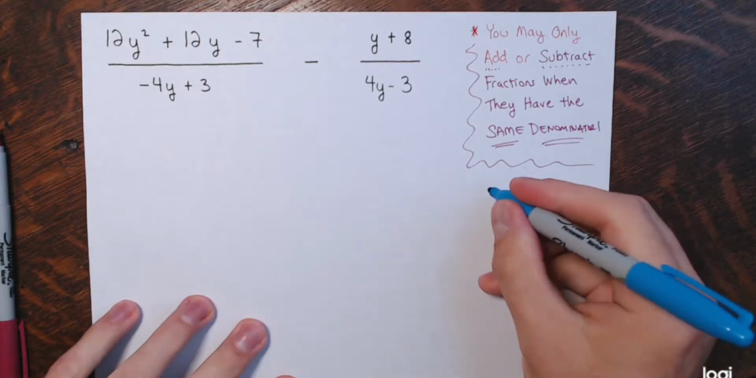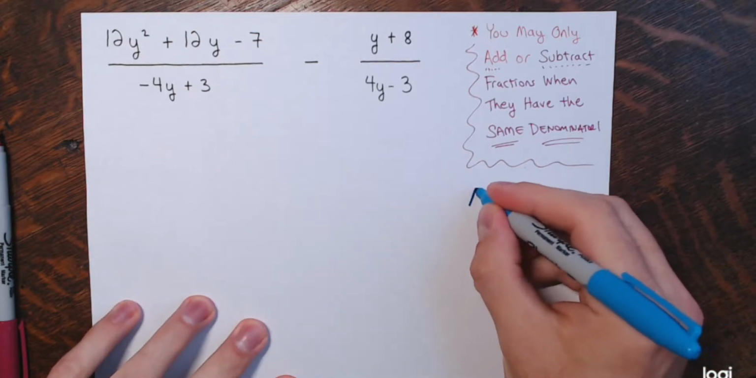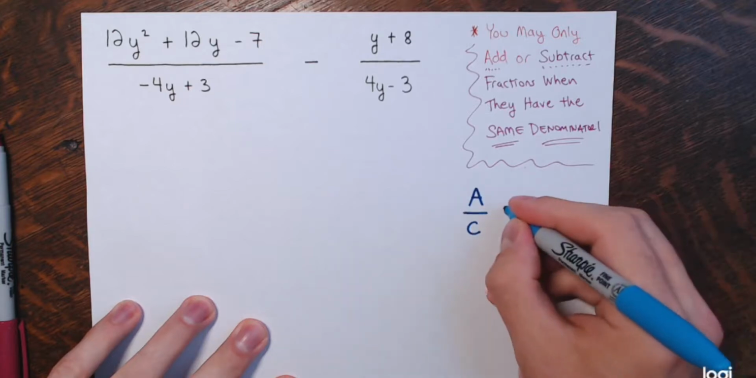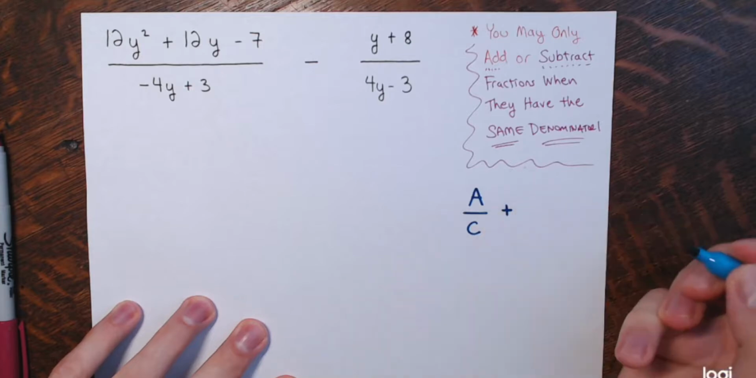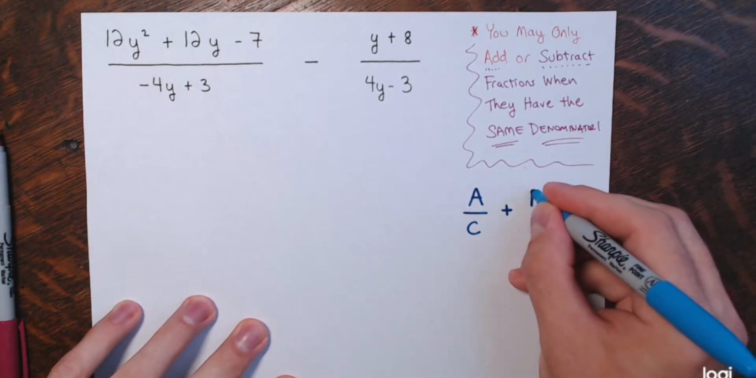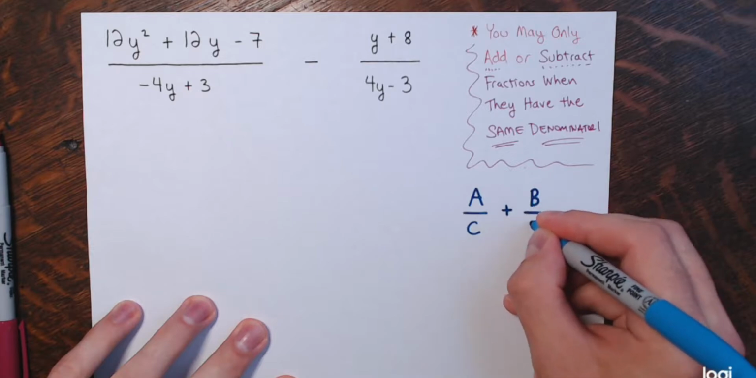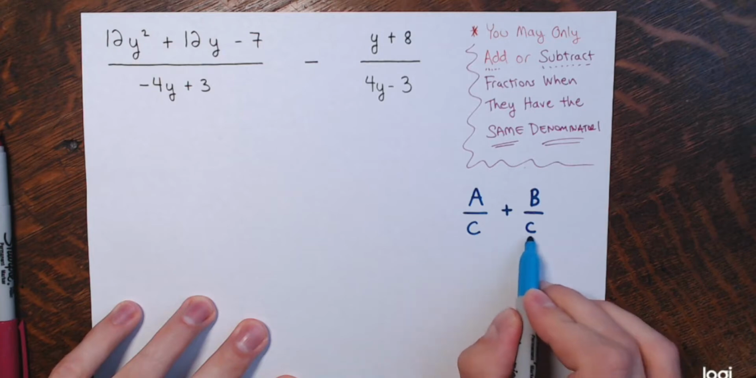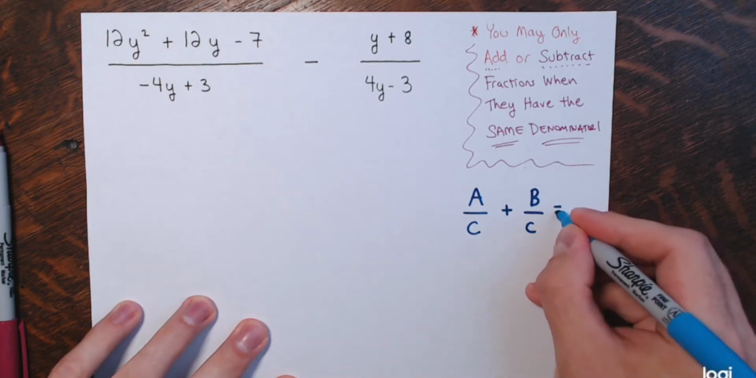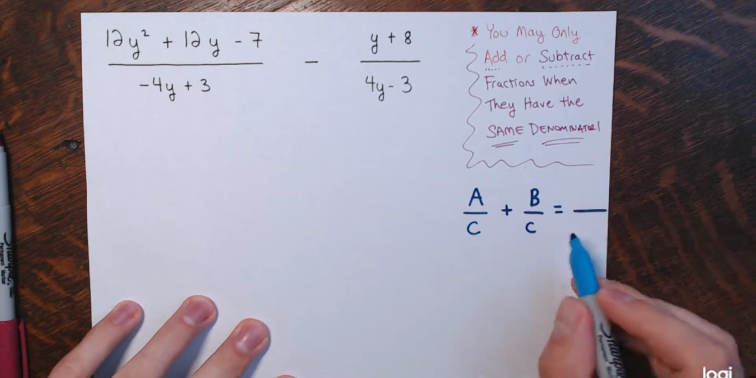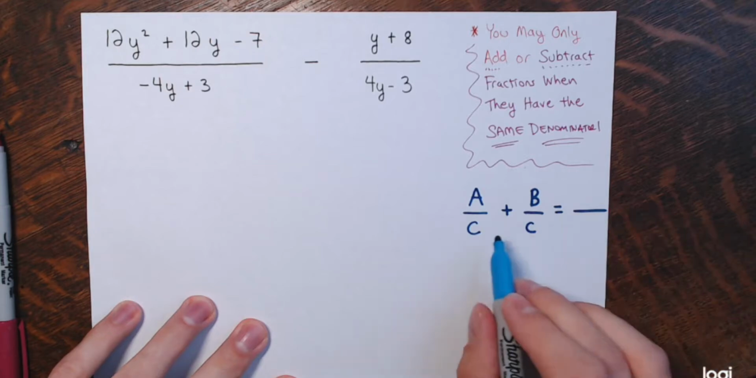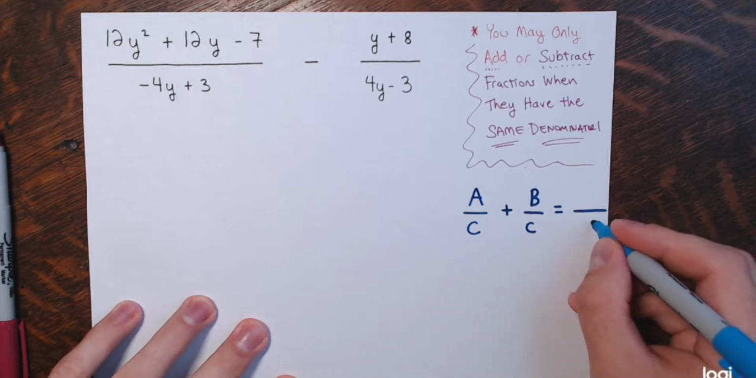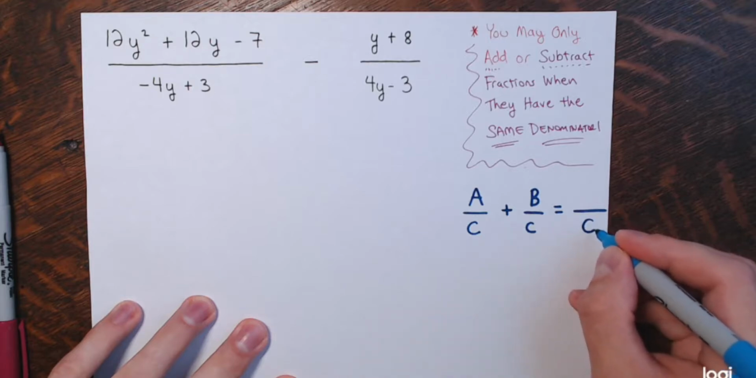And here's the rule for adding fractions. So say I have one fraction a over c, and then I add to it or subtract another fraction with the same denominator, b over c. See how they have the same denominator of c. Then when you add them together, that common denominator that they share will be also the denominator of the sum.